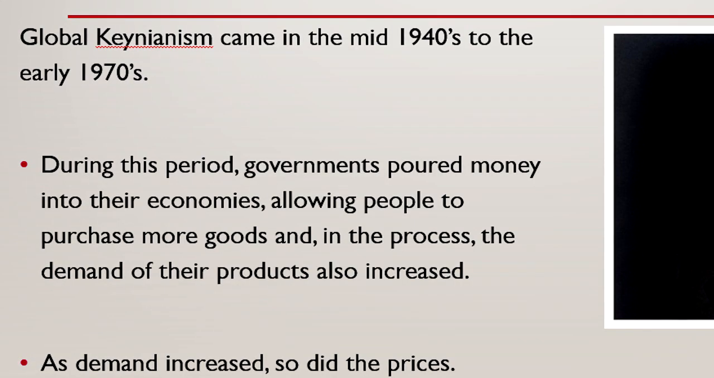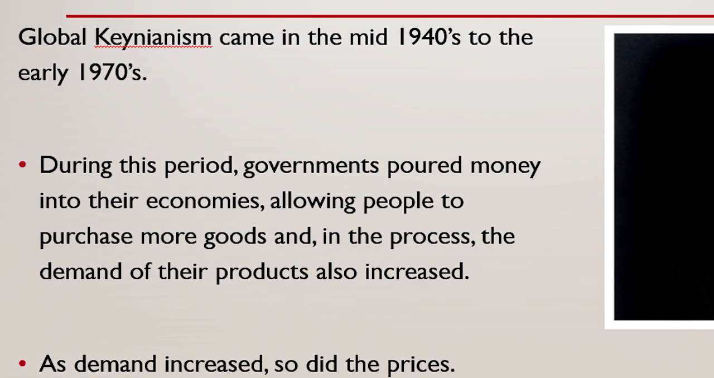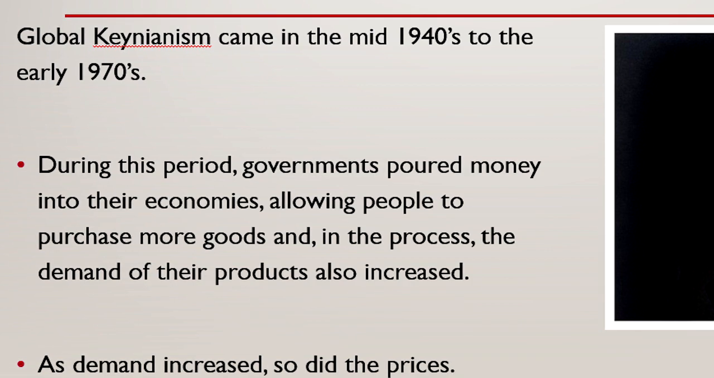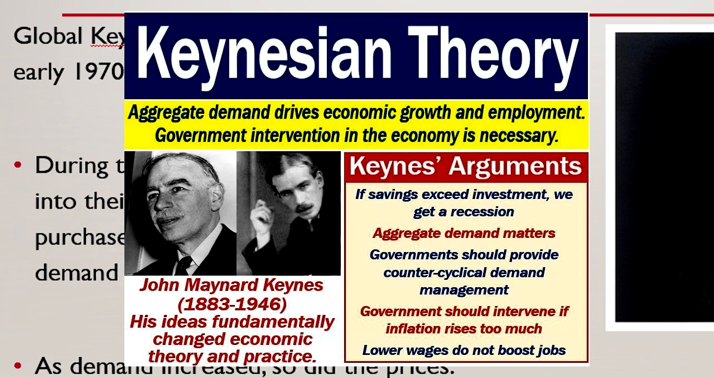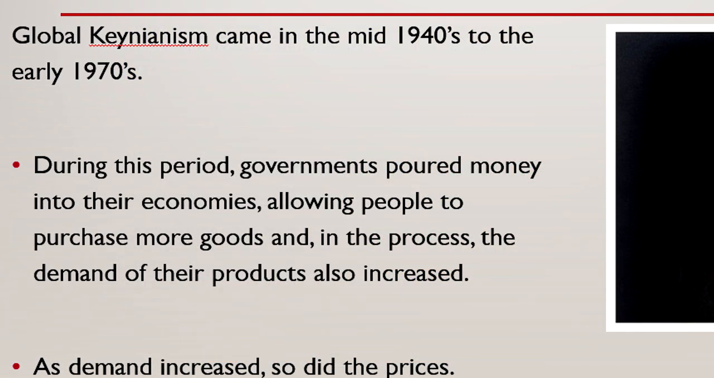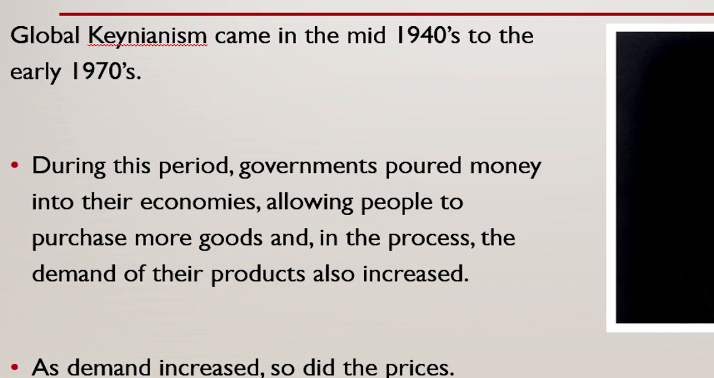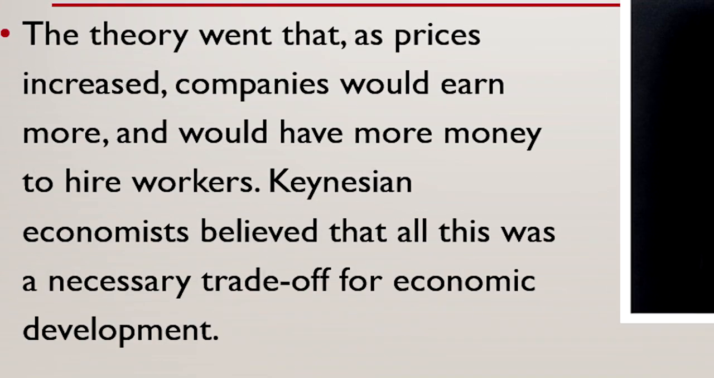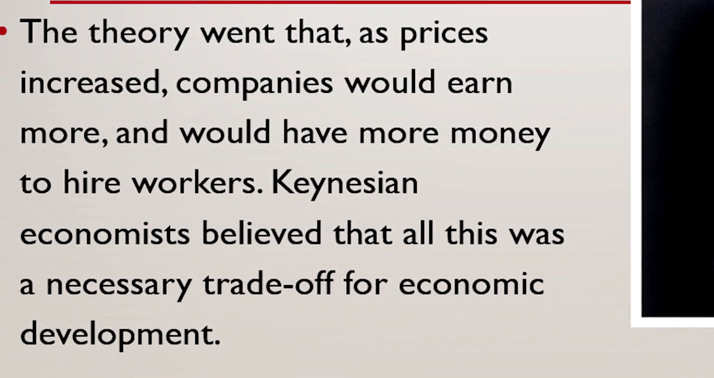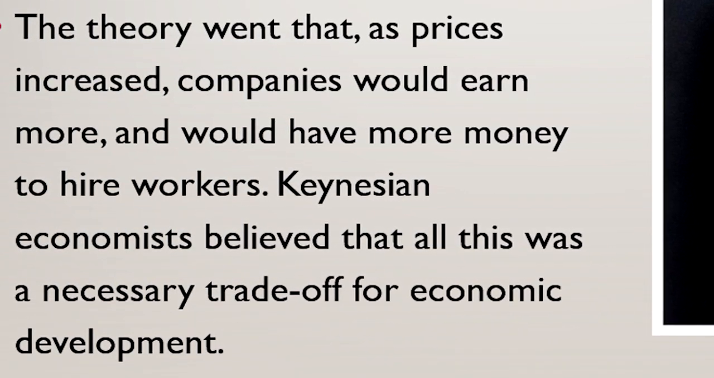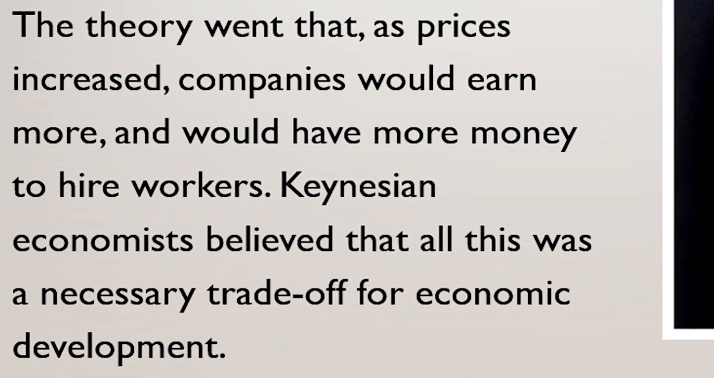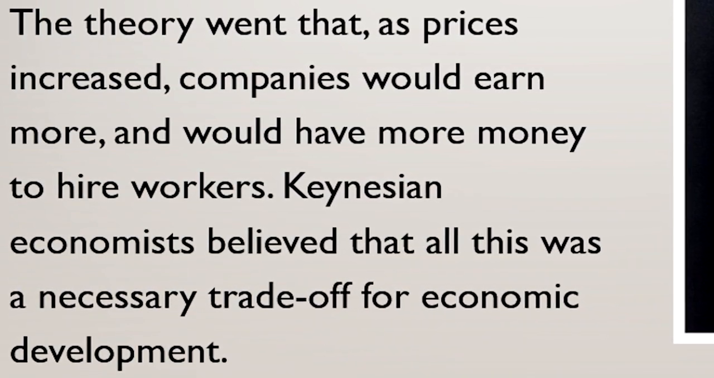So global Keynesianism came in the mid-1940s to the early 1970s. During this period, governments poured money into their economies, allowing people to purchase more goods, and in the process, the demand for their products also increased. As demand increased, so did the prices. The theory went that as prices increased, companies would earn more and would have more money to hire workers. Keynesian economists believe that all this was a necessary trade-off for economic development. And that's according to the British economist John Maynard Keynes.